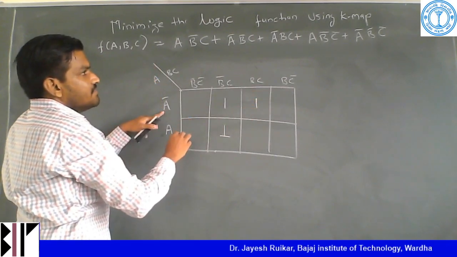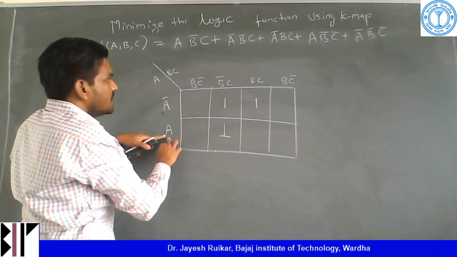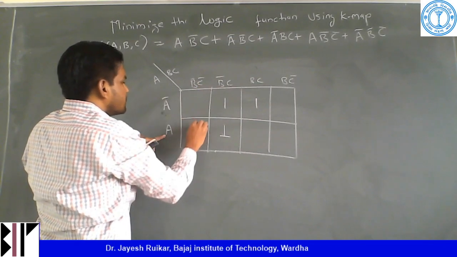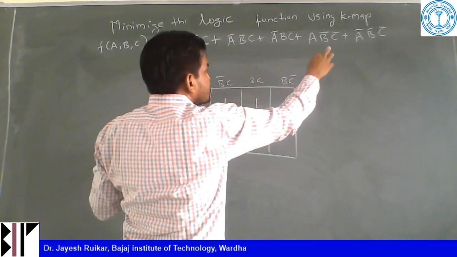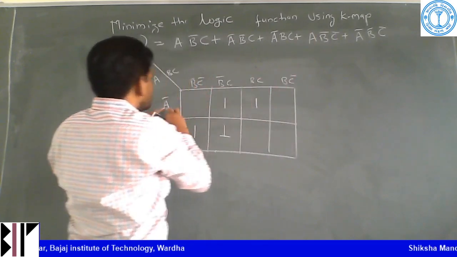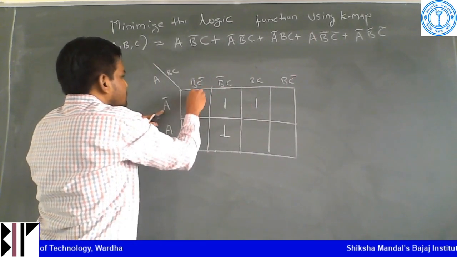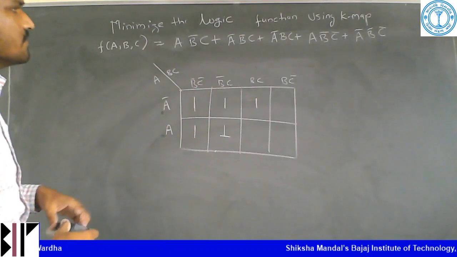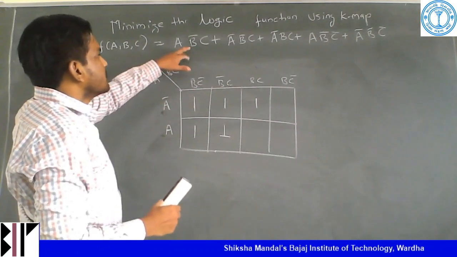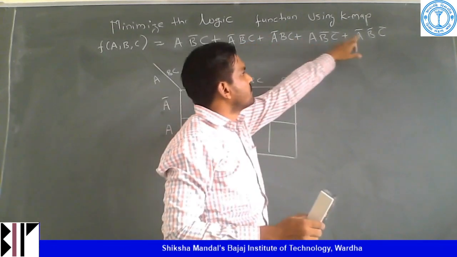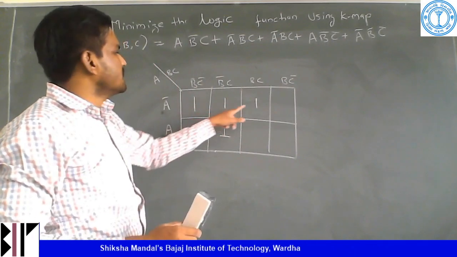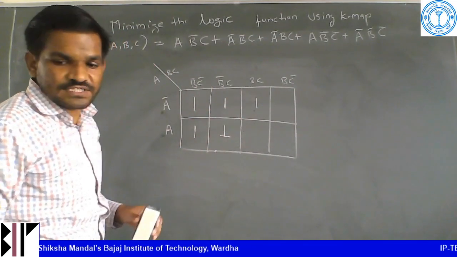Then A B bar C bar. This is my A B bar C bar, here I am writing 1. And then the last term is A bar B bar C bar, so this is A bar B bar C bar here. Fine. So you can count the number of min terms: 1, 2, 3, 4, 5. So 5 ones should be there on my K-map.